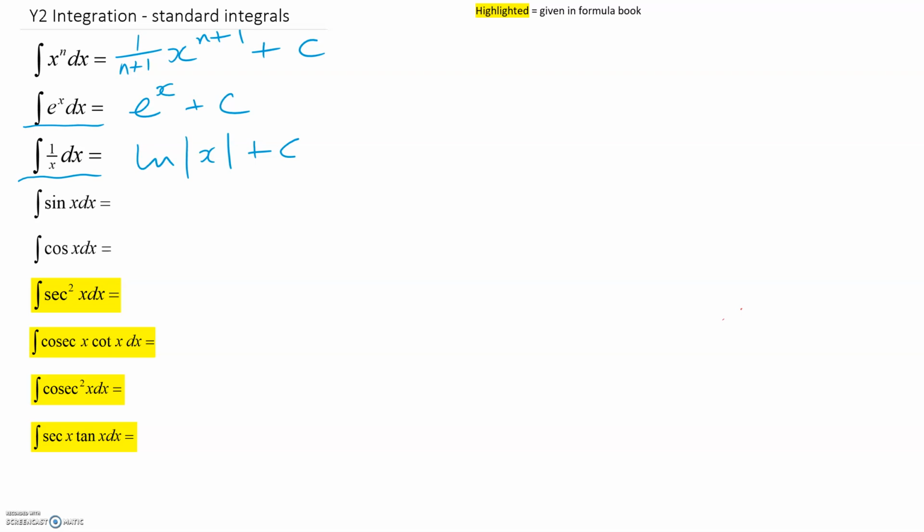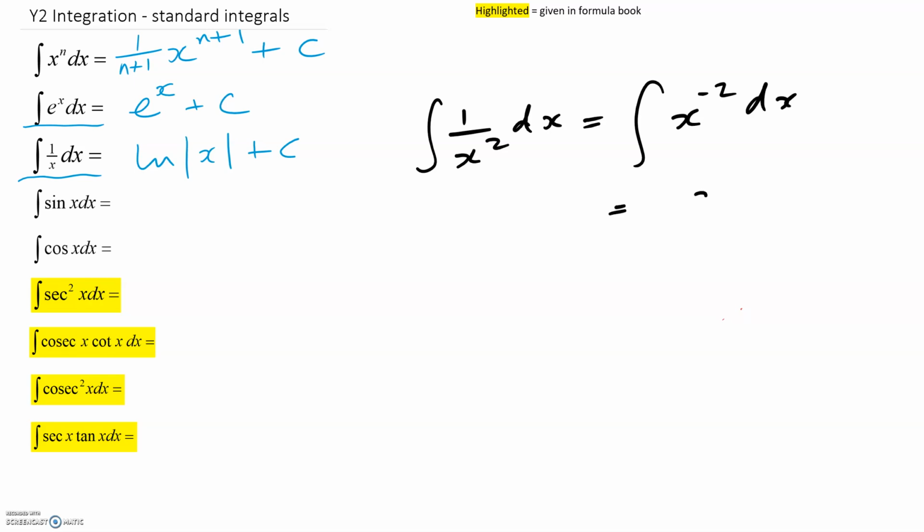But if you were integrating, for example, 1 over x squared, you wouldn't need logarithms for that. You would just do that the same way you normally do the year 1 integration. You'd make it like this, and then you would add 1 to the power and divide by your new power. So you would get that. Okay, so you only need to use a ln if the power of x is 1 on the denominator.